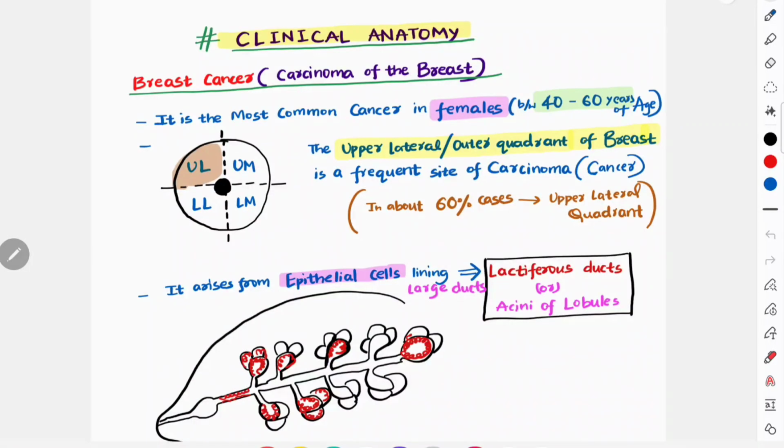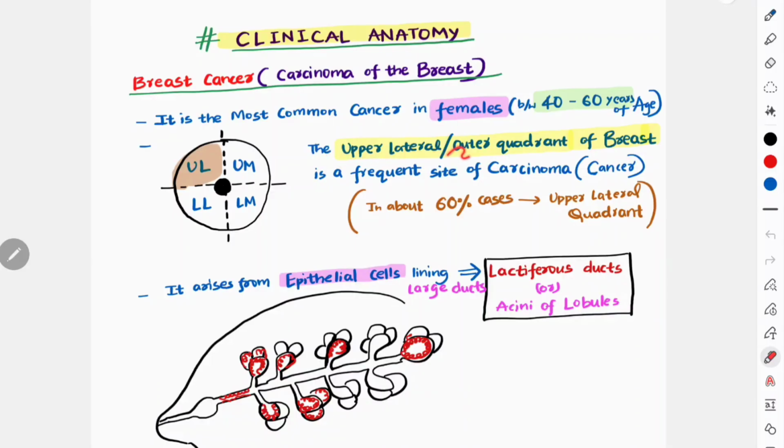So in this part we'll discuss the clinical anatomy. In the clinical anatomy of the breast, carcinoma of breast is very important. A malignant tumor in the breast is the carcinoma of breast. It is the most common cancer in females between 40 to 60 years of age. In this period of age, females are more susceptible to breast cancer.